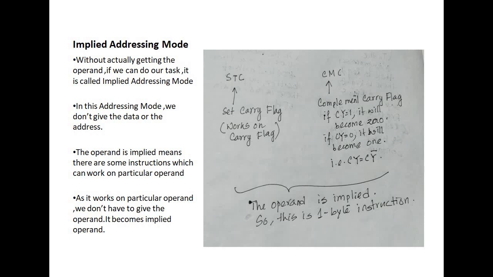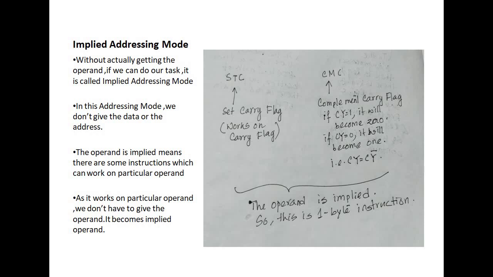Now in implied addressing mode, we give nothing. We don't give the data, we don't give the address, because the operand is implied. There are some instructions which always work on a particular operand. Since an instruction works on a particular operand, you don't need to give the operand. It becomes an implied operand. Okay?